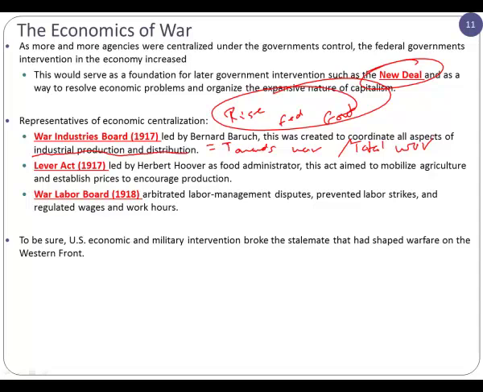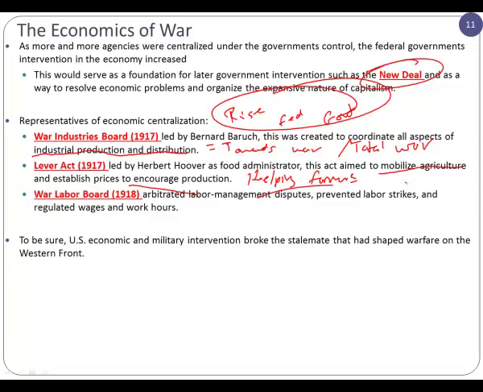The Lever Act, Herbert Hoover, as food administrator, claimed to mobilize agriculture to establish prices enough to encourage production. Helping farmers, that's a big one. Farmers are the backbone of your economy, whether you accept it or not. Everyone has to eat. Not everyone needs to drive.